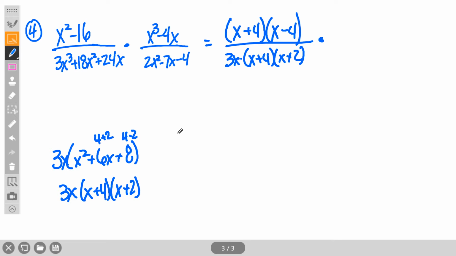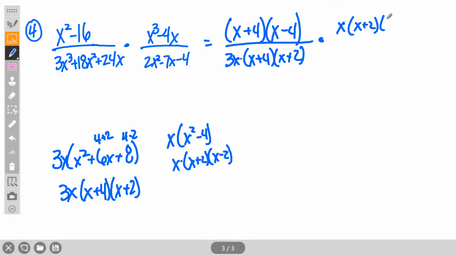So for x cubed minus 4x, I'm going to factor an x out of that, and I get x squared minus 4, which that's a difference of 2 squares, x plus 2, x minus 2. So the numerator here is x plus 2, x minus 2.